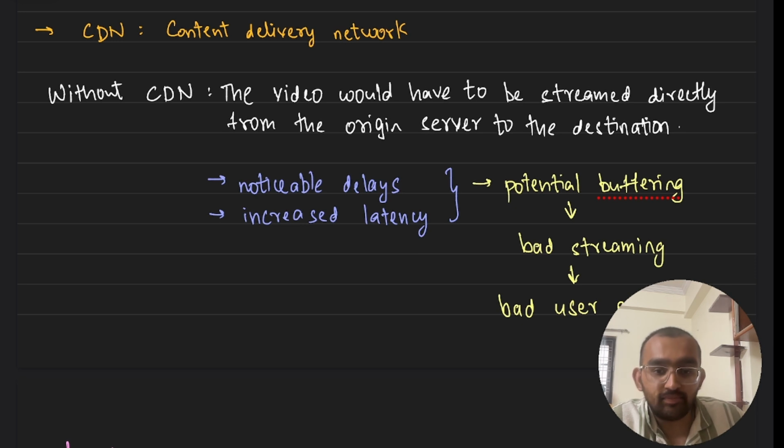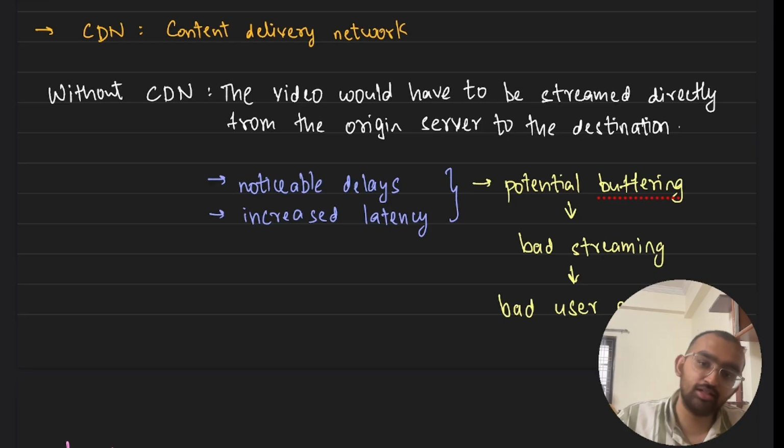So what does that mean? If there are noticeable delays and increased latency because the server is very far away from your location, then this would cause potential buffering, which is lag. And if there is buffering, it is going to cause a bad streaming experience, hence bad user experience, right?